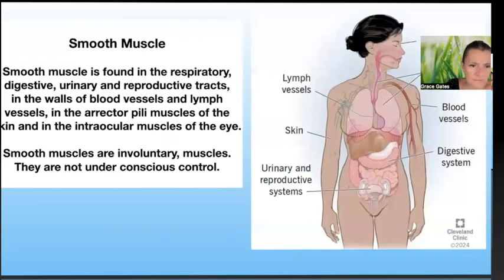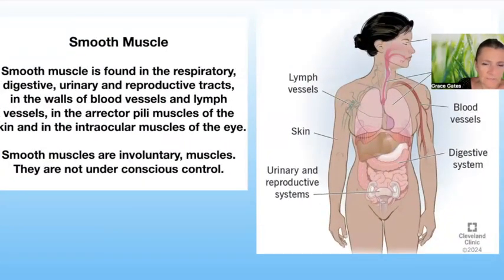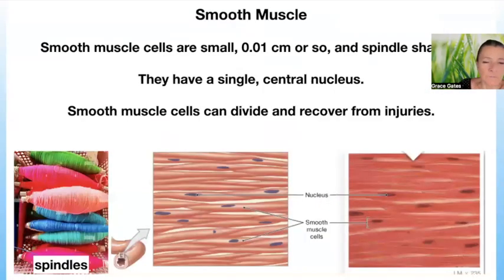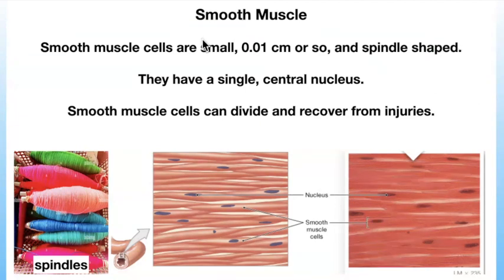Okay, so smooth muscle. Smooth muscle is found in the respiratory, digestive, urinary, and reproductive tracts, in the walls of blood vessels and lymph vessels, in the arrector pili muscles of the skin, and in the intraocular muscles of the eye. Smooth muscles are involuntary muscles. They are not under conscious control. Smooth muscle cells are small, only 0.01 centimeters or so. So they're more like a typical cell than a skeletal muscle fiber is. They have a single central nucleus.